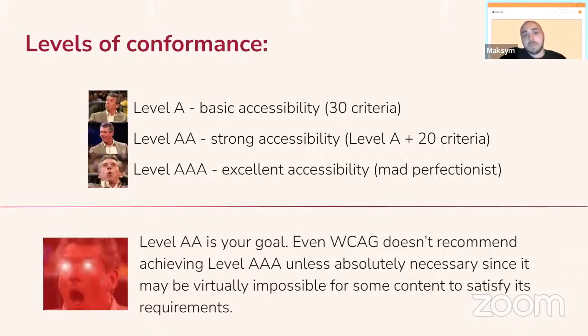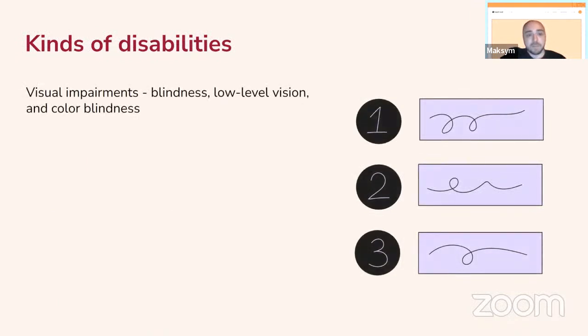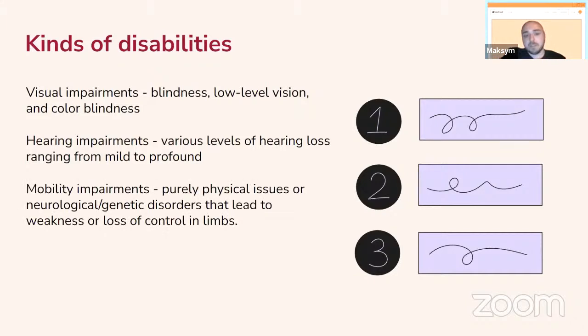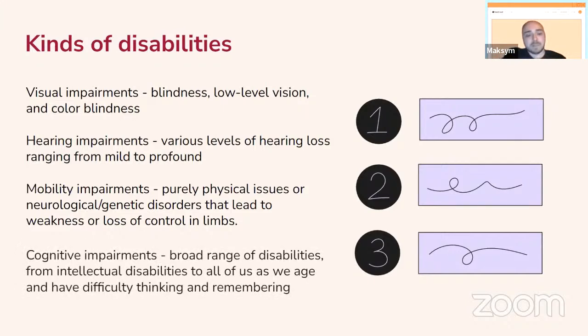And for the people who need us to implement accessibility and make the site stick to these levels of conformance, there are, for example, four types of impairment, kinds of disabilities. First are visual impairments: people with blindness, low vision, and color blindness. Then hearing impairments, various levels of hearing loss ranging from mild to profound. Mobility impairments are purely physical issues or some neurological disorders which prevent people from using the internet or browsers as usual. And the last one is cognitive impairments, ranging from intellectual disabilities to all of us as we age and have difficulties with thinking and remembering.